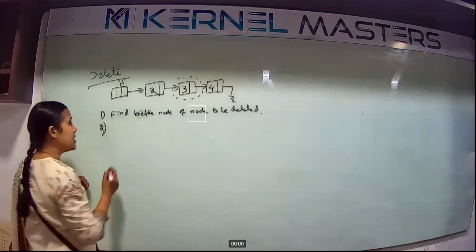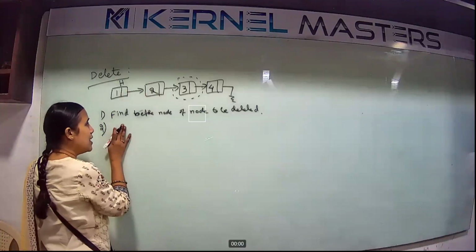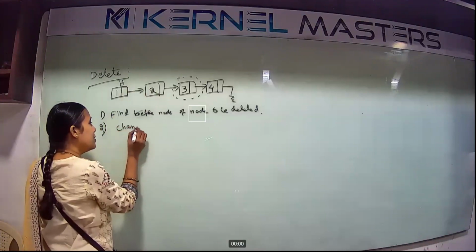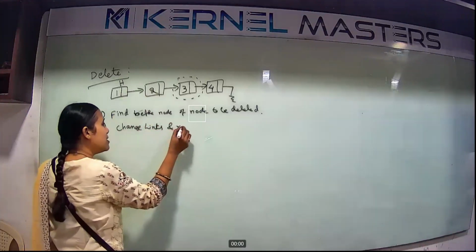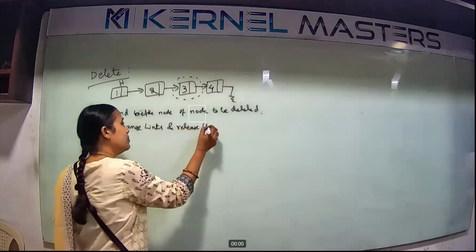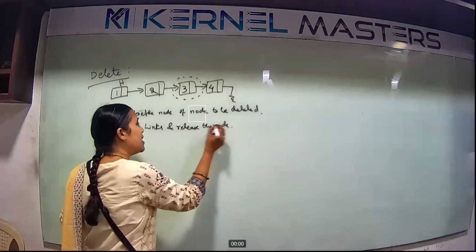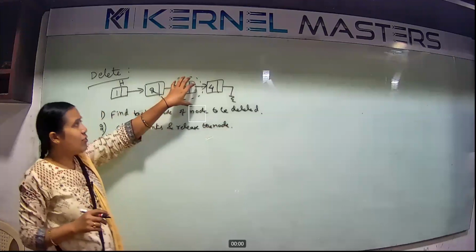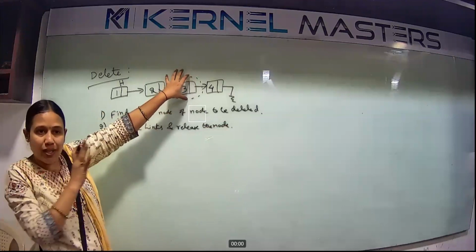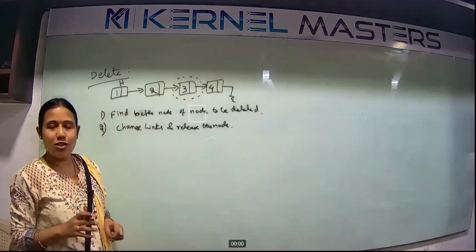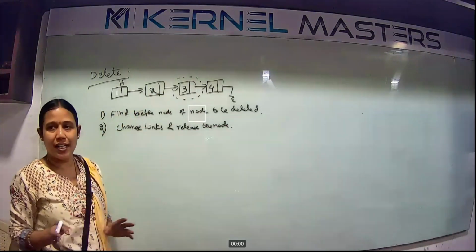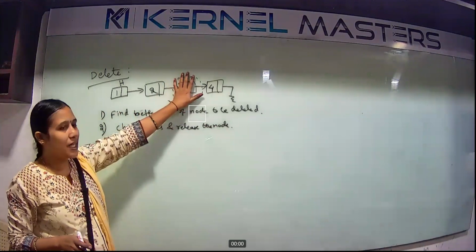Then the second step is deletion. In order to delete, change links and release the node. So if I have to delete this particular node, I can delete only that particular node's memory. Hard deletion here. It's not like an array. We don't have to shift any data, anything. Just delete this particular node.